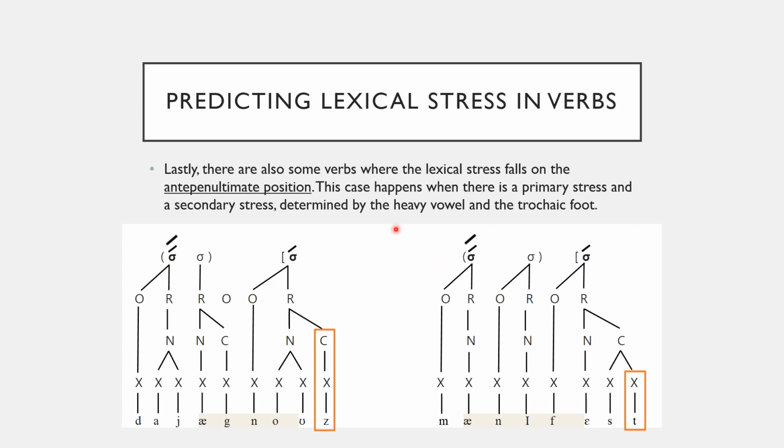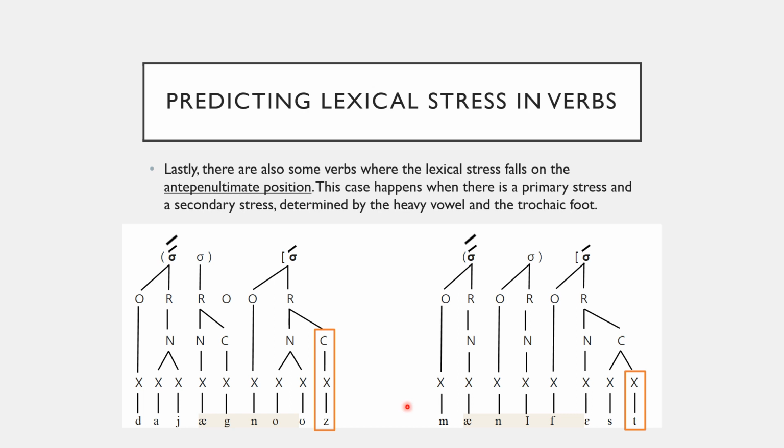Lastly, there are also some verbs where the lexical stress falls on the antepenultimate position. This case happens when there is a primary stress and a secondary stress determined by the heavy vowel and the trochaic foot. Let us consider the words diagnose and manifest.